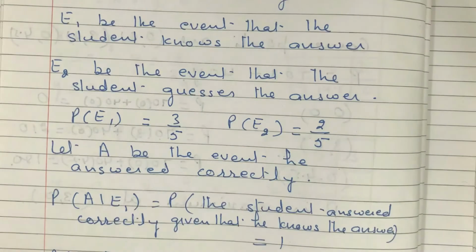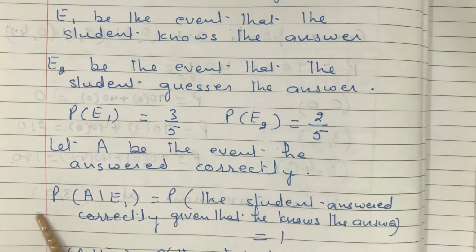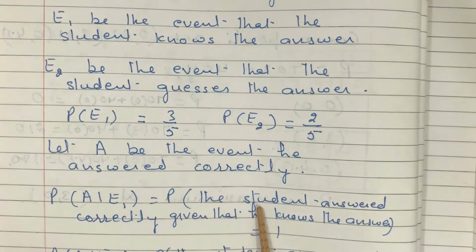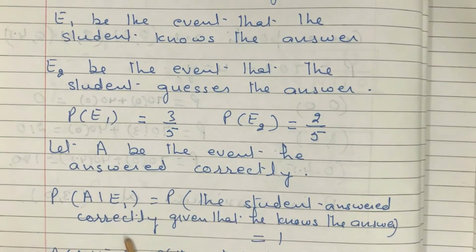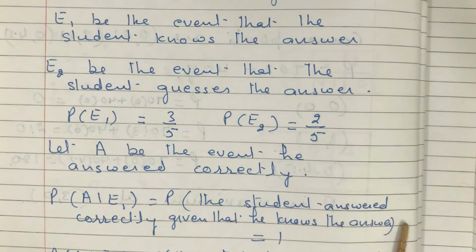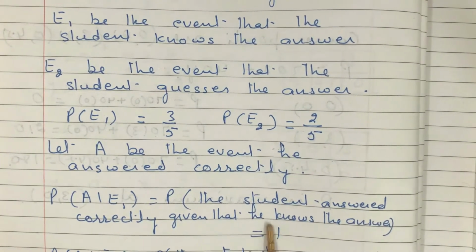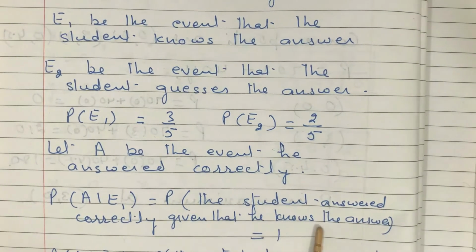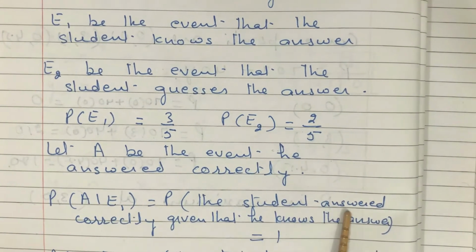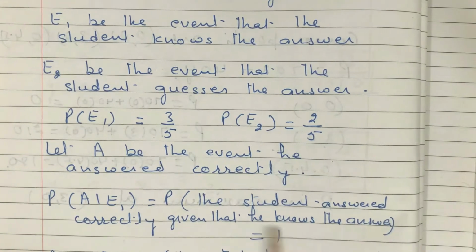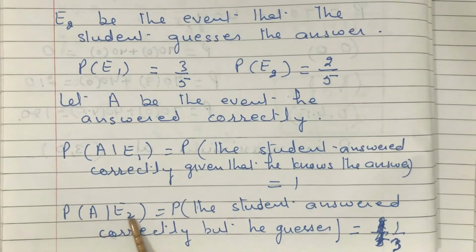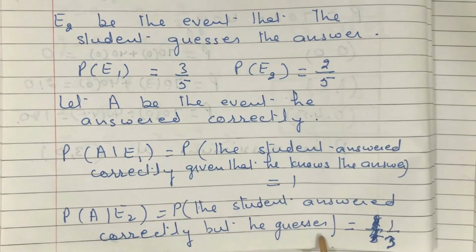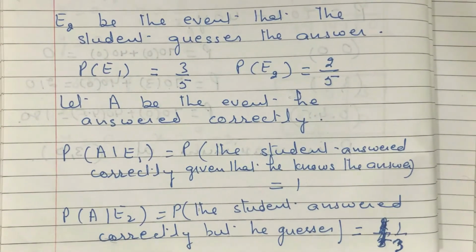First we will find probability of A given E1. It means the probability that the student answered correctly given that he knows the answer. Its probability is always 1, because he knows the answer, so he answered correctly. Now probability of A given E2. It means the probability that the student answered correctly but he guesses. This is given to us as 1/3.